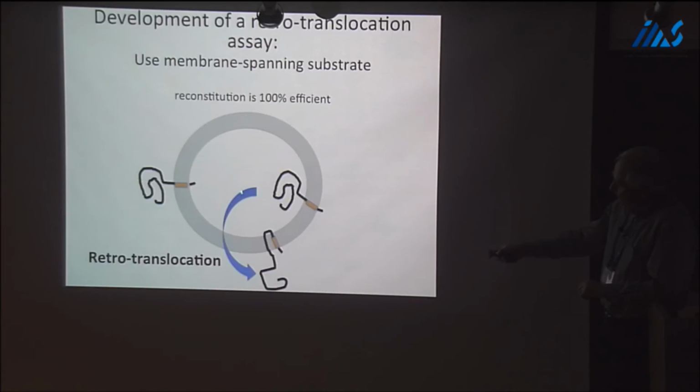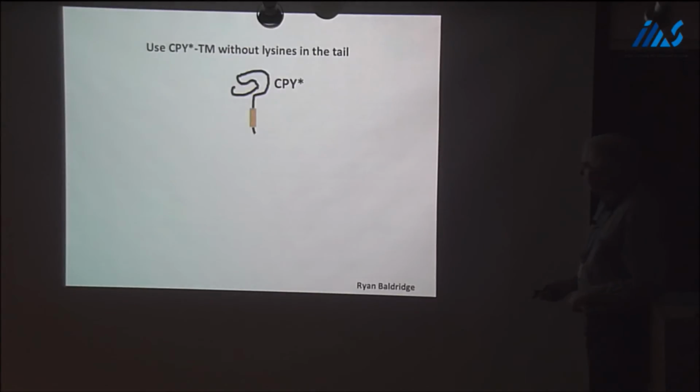And so what we really want is to look at these molecules and ask whether this domain can move outside. And this would be retrotranslocation. Okay, so that's the goal of the experiment. So Ryan Baldridge, a postdoc in the lab, was able to design an assay that would allow us to look at retrotranslocation.